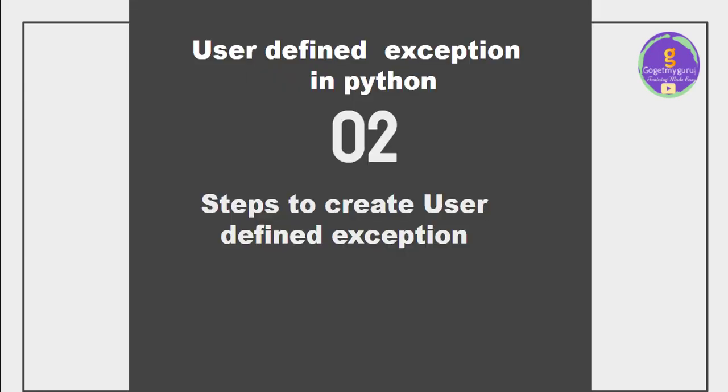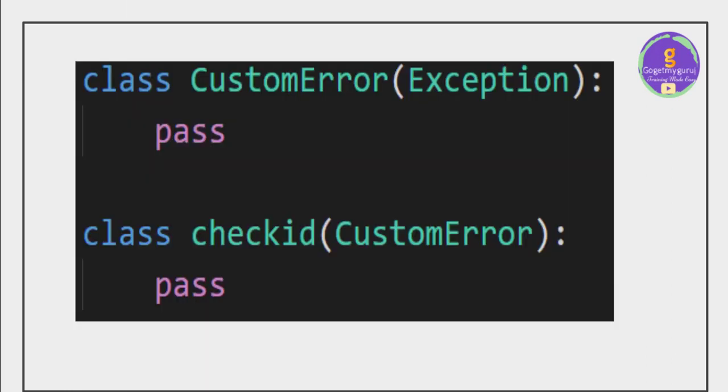Let's move on to our next topic, that is the steps to create a user-defined exception. Now we know why one needs user-defined exceptions. Let's know how we can create them. To create any user-defined exception, you need to create a new class. But that class should be derived from the inbuilt Exception class. So observe here, class CustomError.